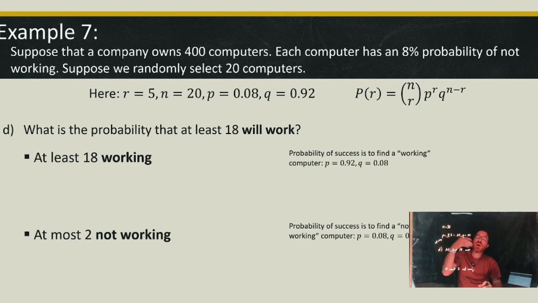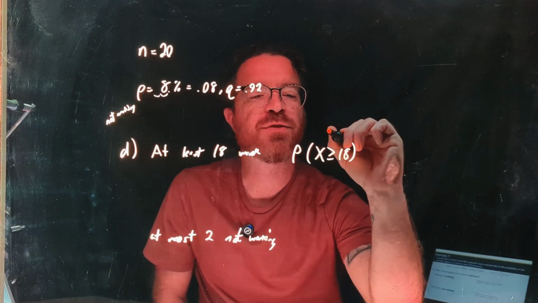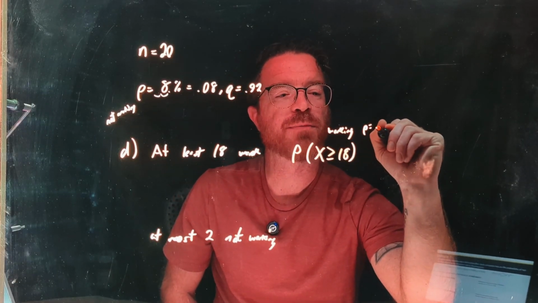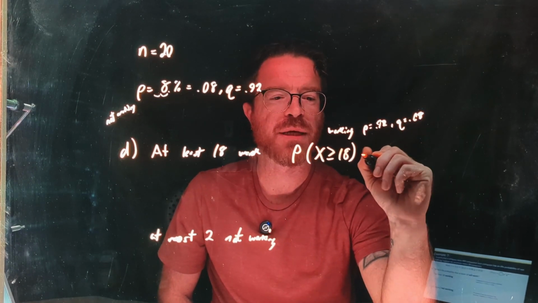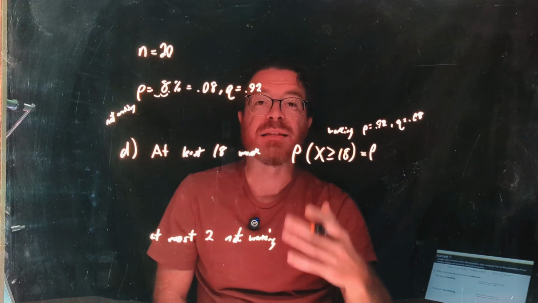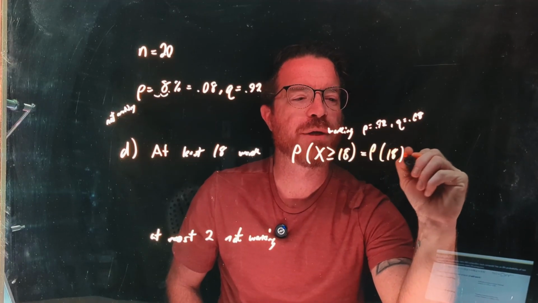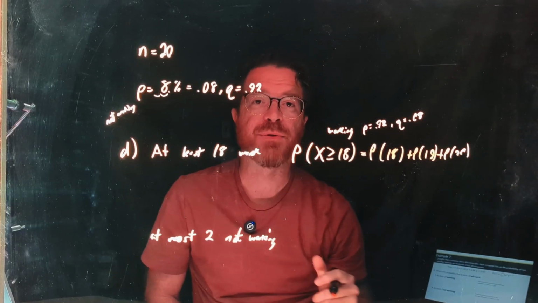So again, this is where you have to really keep track of what this probability of success is telling us. If we want at least 18 work, so probability that x is greater than or equal to 18, this is for working. This means this is the approach where we're going to have to use P equals 0.92 and Q equals 0.08, in which case at least 18 means greater than or equal to, which is the same thing as saying the probability of finding 18 working computers plus the probability of 19 working computers plus the probability of 20 working computers.